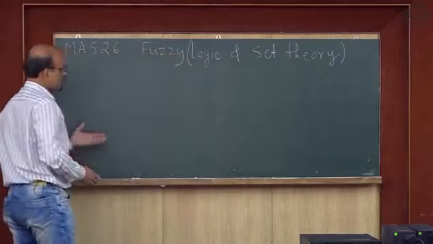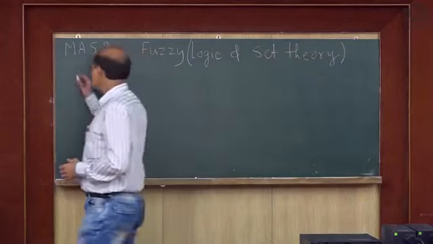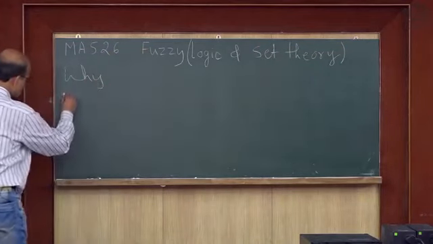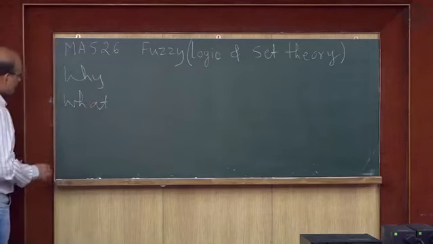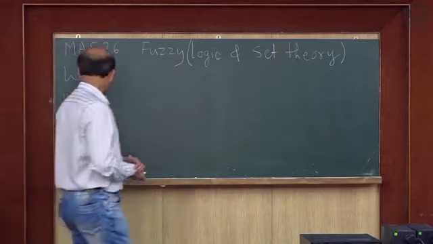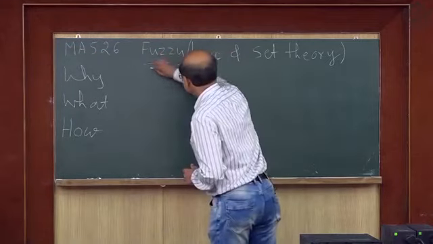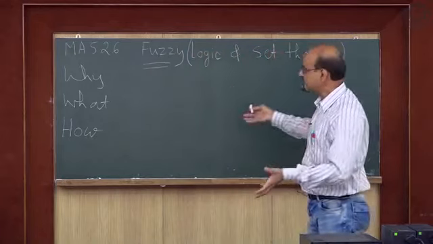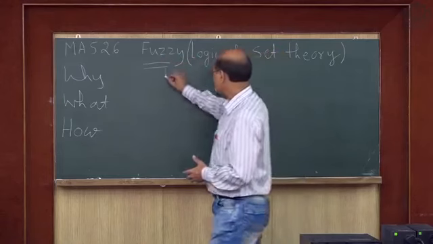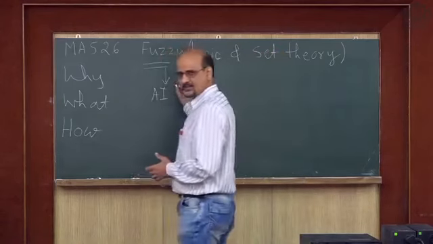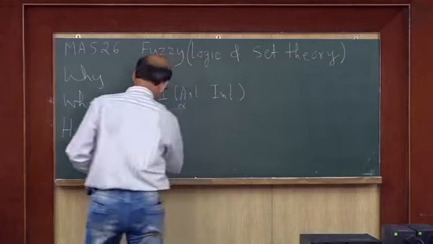Okay? Now, before going into the detail of this subject, let us see why we need this subject and what is this subject and what we will do. Okay? Why, what and how. So, as you know, this fuzzy actually is a branch of mathematics. In mathematics, fuzzy is a subject, and this fuzzy actually comes under your AI, that is, artificial intelligence, or sometimes we call it soft computing methods.